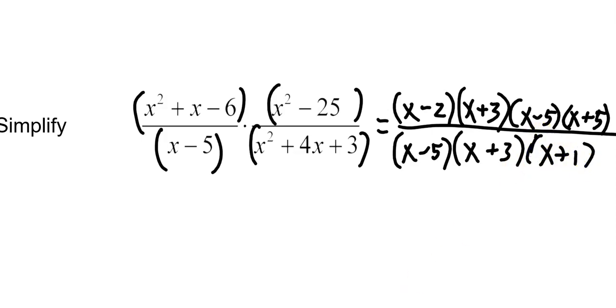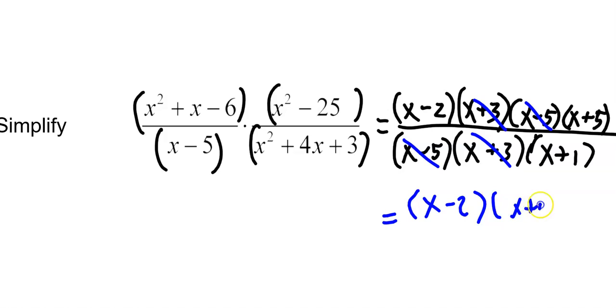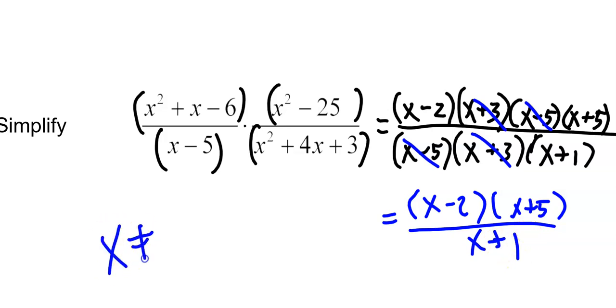And cancel, this is the fun part. X minus 5 goes away, x plus 3 goes away. That's it. Still pretty good. X minus 2 times x plus 5 all over x plus 1. Don't forget to label the restrictions. X cannot equal 5, -3, or -1. So again, before you cancel, think about the restrictions. I'm looking at that not after I cancel, but before I cancel for restrictions.